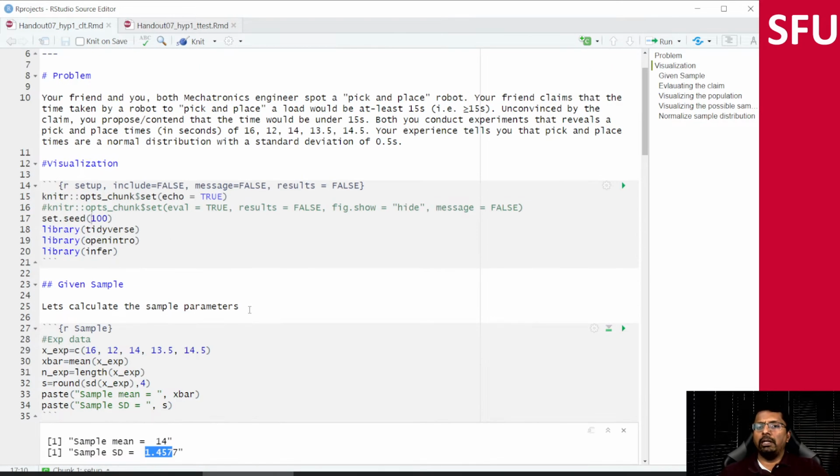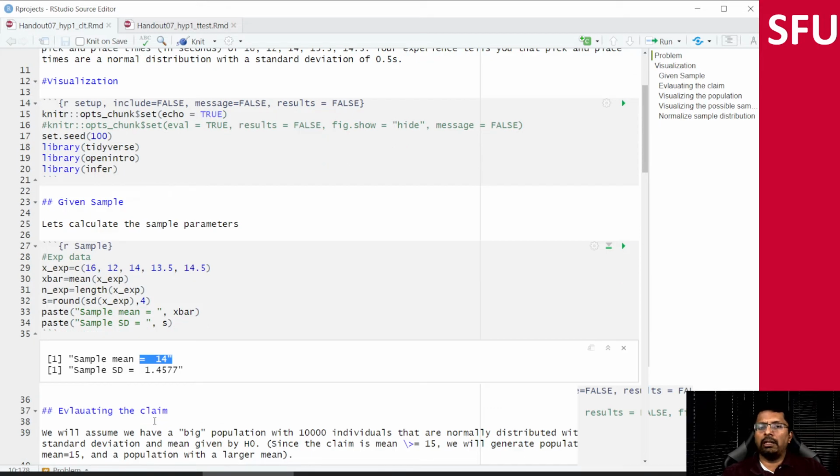Now the claim is, and we haven't really answered this question, is the true population parameter, which is the time to pick and place, really greater than 15 seconds, or could it be greater than or equal to 15 seconds, or could it be less than 15 seconds? From this, it appears that it might be less, but then the question is whether 1 second is good enough. The sample standard deviation is this much, so we have to think about it a little bit more.